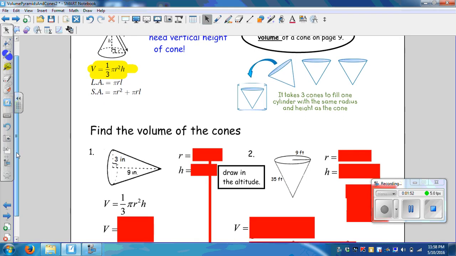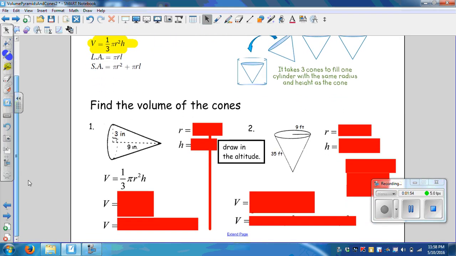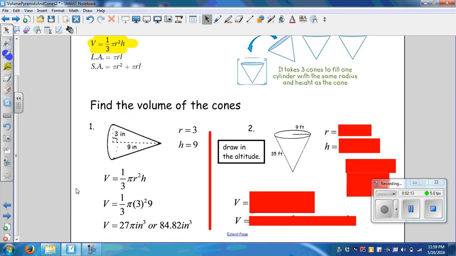So now we're going to do some practice using the formulas. We find the volumes of the cones, and in this particular cone you're given a base that's a circle, so you have a radius of 3 and a height of 9. 1/3 pi times 3 squared times 9 gives me 27 pi inches cubed, or 84.82 inches cubed.